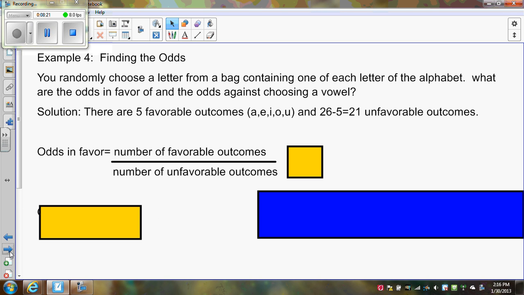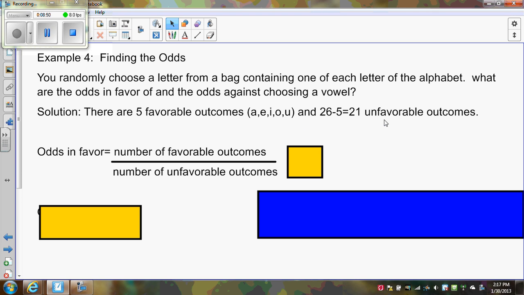And lastly, this is the last type of example problem, which is finding the odds. Now this is using the odds in favor or the odds against. So you randomly choose a letter from a bag that contains one of each letter of the alphabet. What are the odds in favor and the odds against choosing a vowel? So how many favorable outcomes are there? So the favorable outcome is a vowel, so there's 5: A, E, I, O, and U.